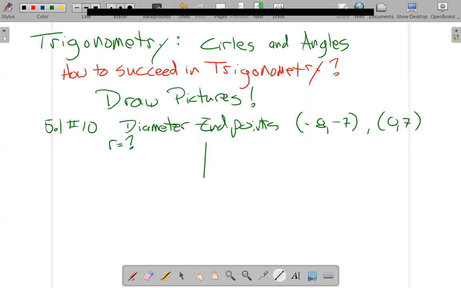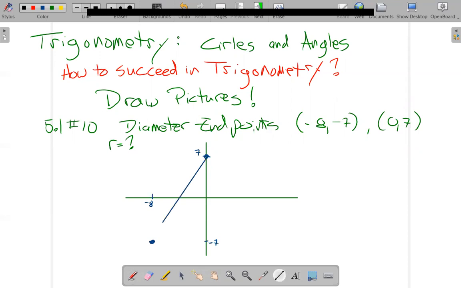So best way to solve this, in my opinion, is to sketch it out. So I'm just going to draw myself a rough sketch. And let's switch colors. -8 is over here. And -7 would be somewhere down here-ish. And so that's one point around there-ish. And then we have the point (0, 7). So that's going to be up here somewhere. So there's the other point.